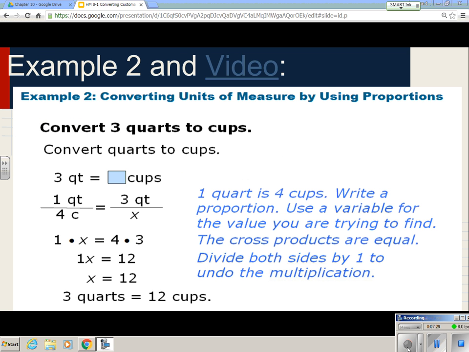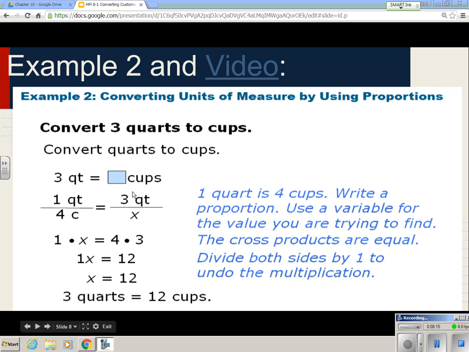All right, so I went and reset up all the slides so that we can just practice a few more here in example 2 about how to convert using proportions. So our first problem here, and this is the one you should write down, is that we're converting 3 quarts to cups. So to convert quarts to cups, we first need to figure out how many cups are in a quart. Well, I set up our proportion by starting out with 4 cups equals 1 quart.